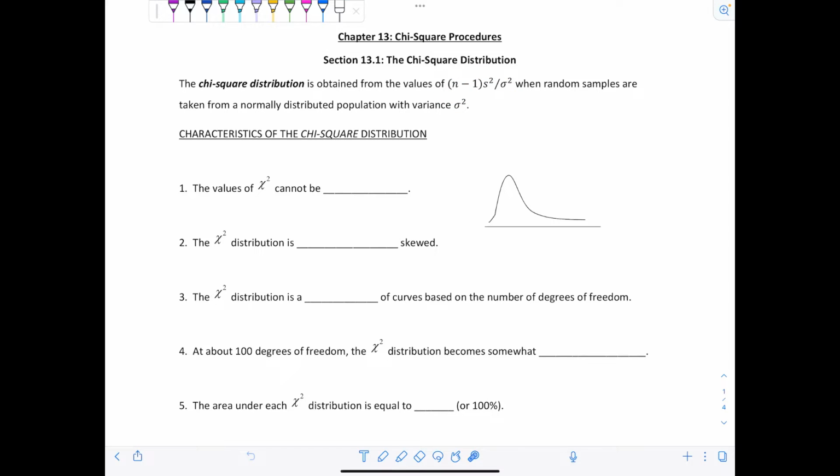But something to keep in mind if you're looking at how the chi-square distribution is obtained: n can't be negative. n minus 1, that's your sample size. And then you have your variance for your sample and population, which are both squared. So all of these values that chi-square takes on cannot be negative. That is the first big characteristic of the chi-square distribution.